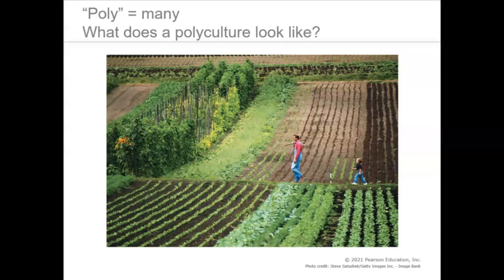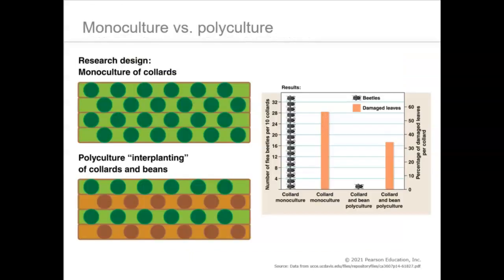So polyculture farming focuses on many crops grown in the same place, and polyculture farming is really modeled on ecosystem biology. This just kind of shows a monoculture versus a polyculture, and this is actually a research project that was done looking at leaf damage and number of beetles on collard greens in a monoculture versus a polyculture.